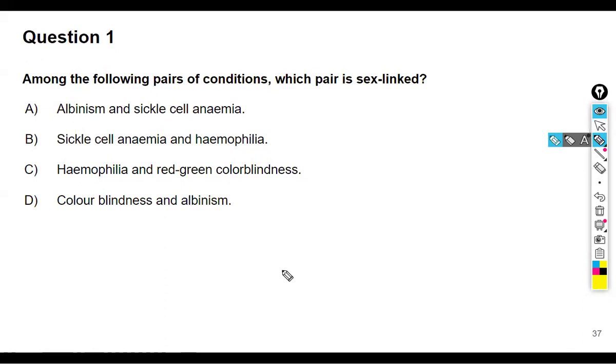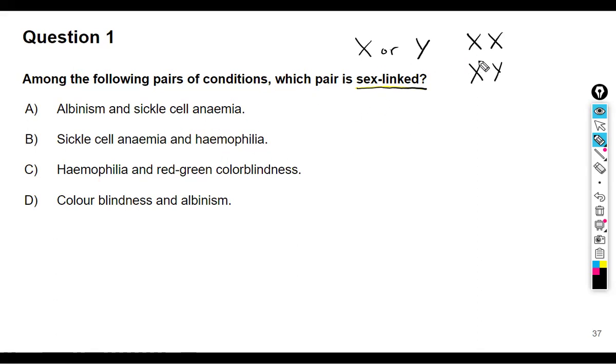Among the following pairs of conditions, which pair are sex-linked? Well, when they say it's sex-linked, it means it has to do with the X or Y chromosomes. Remember, the last pair of chromosomes, the XY chromosomes, determines the sex of the individual, whether they are male or female. Females have two X chromosomes, but men have an X and a Y.